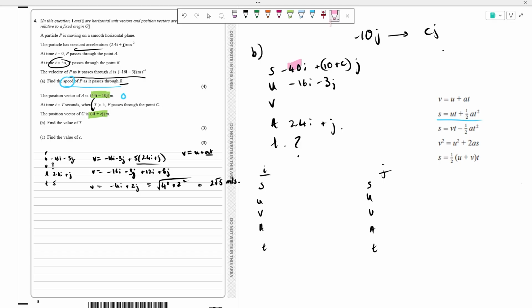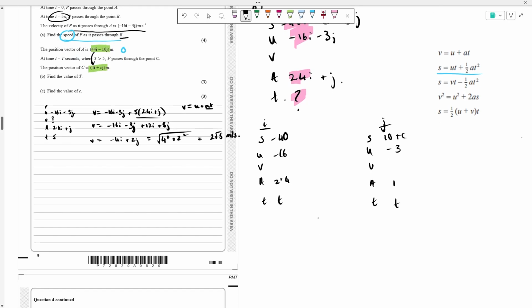Okay, so this is my x component. So it's going to be minus 40 here, minus 16, 2.4, and my t stays t. And I can do the same thing for this. This is going to be 10 plus c. I can remove the i's here, I don't necessarily need them. U is going to be minus 3, a is going to be 1, and t still remains t.